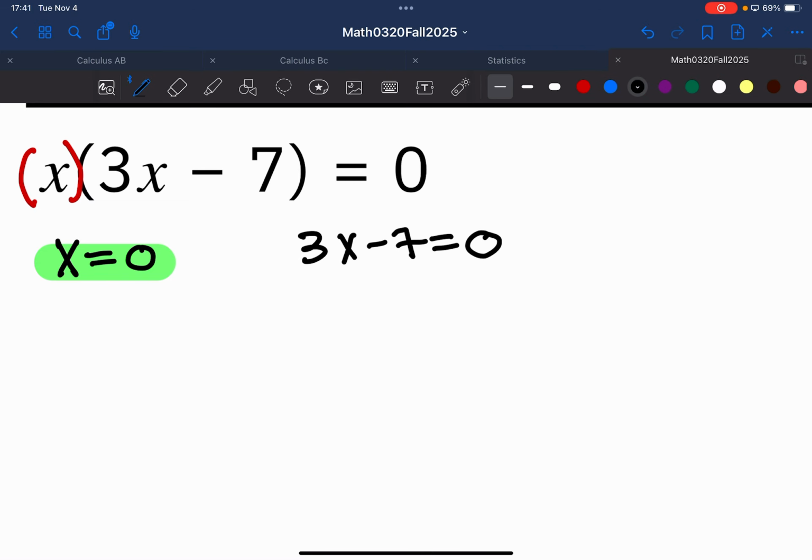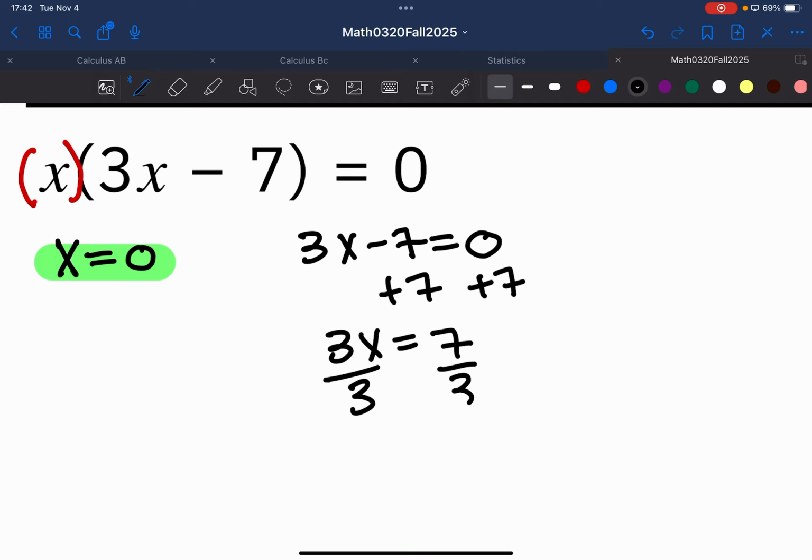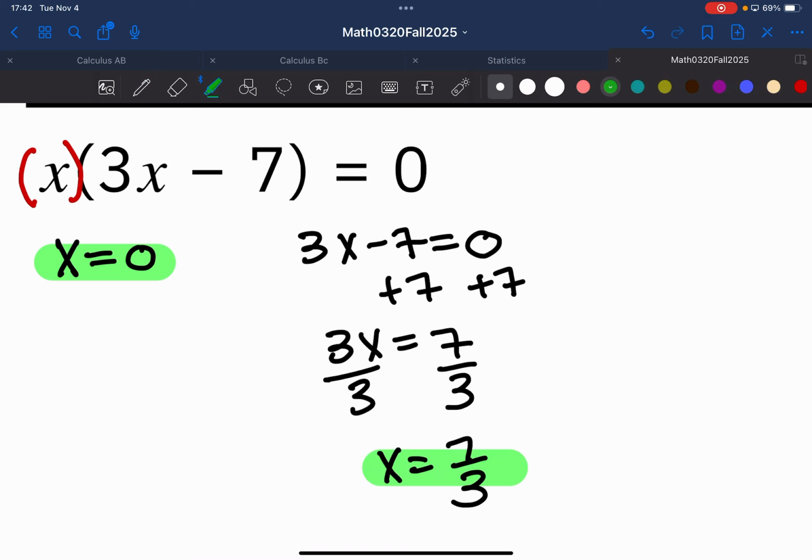Okay, so the first thing you should have done was add the 7 over. So you get 3x is equal to 7. And then what would be the next step? Divide by 3. So you get x is equal to 7/3. And again, just leave it as a fraction. I think also in Alex, they might want you to leave it as a fraction as well, so it's just good to get into that habit.